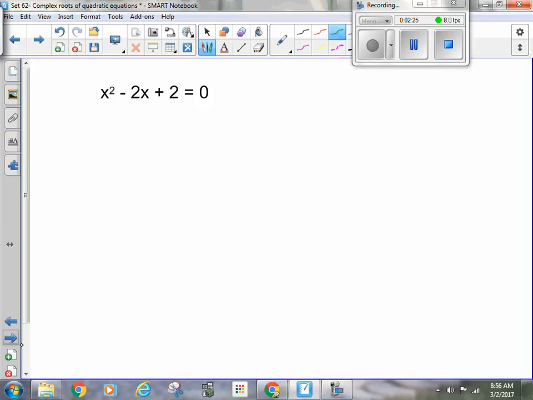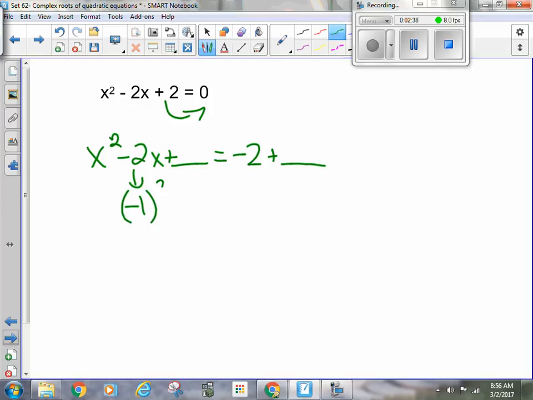Okay, same setup here. We're going to move our plus 2 to the other side by subtracting it. Leave some space in both of these. Okay. Half of my b term is negative 1. I'm going to square it and add it to both sides. So I'm adding in a positive 1.